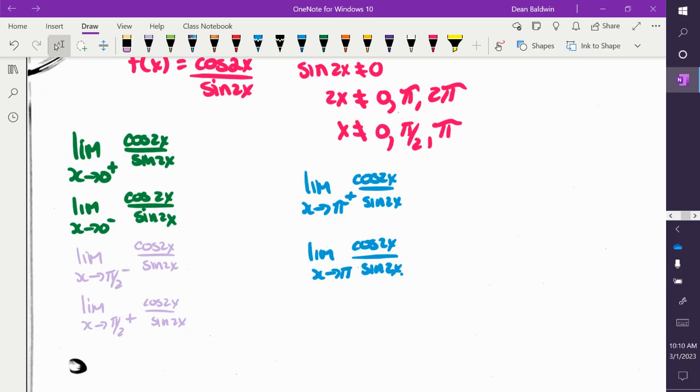We're coming towards 0 from the positive side. What's a number that's close to 0 but on the positive side of it? Let's do it in degrees. Remember, this is trig. You could do 1 degree.